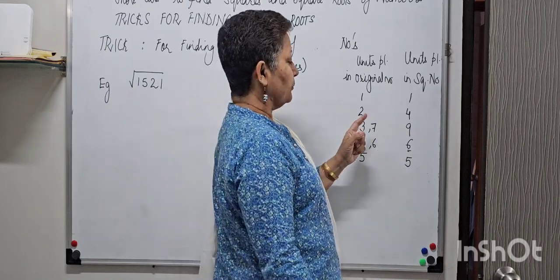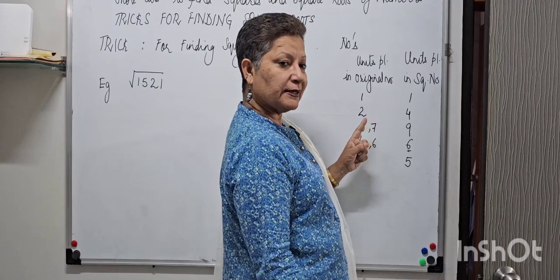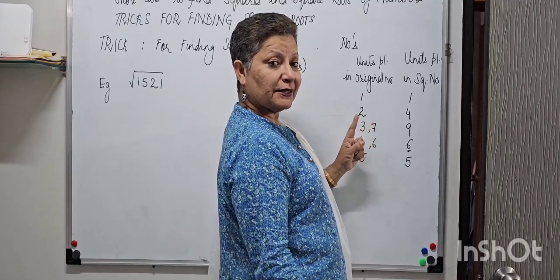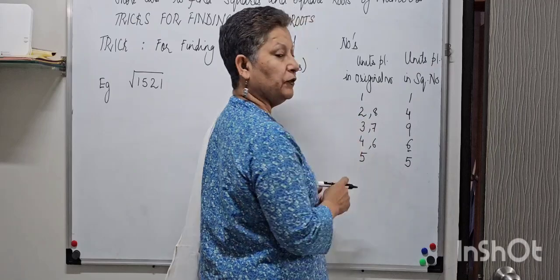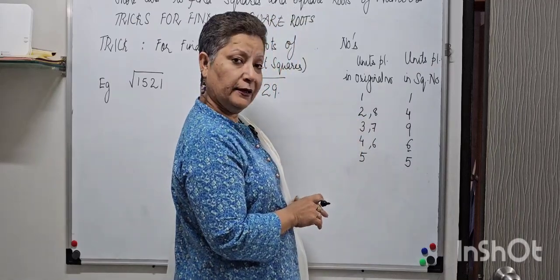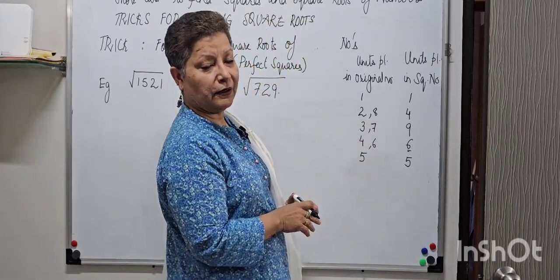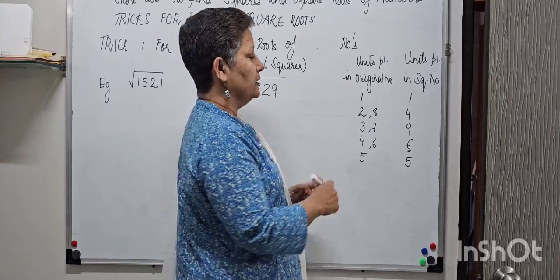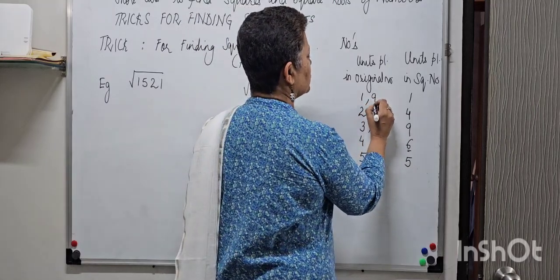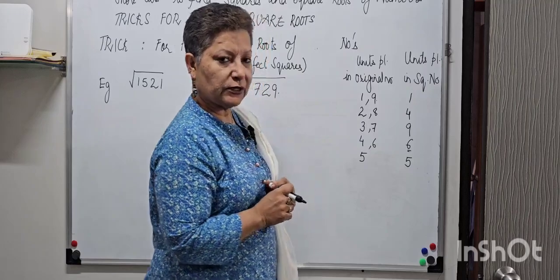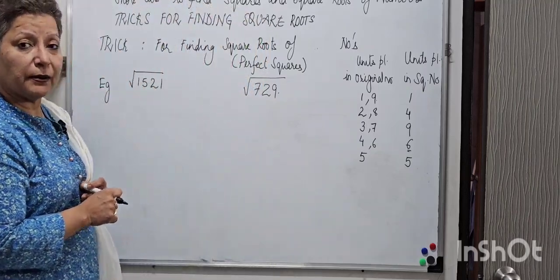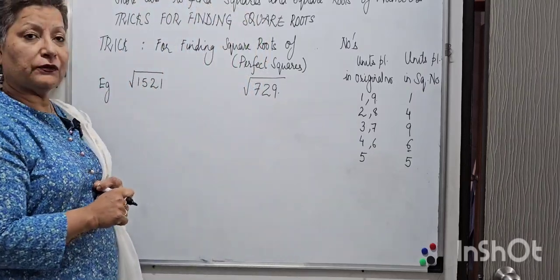Let's come to 8. 8 square 64. What is the units place digit? 4. So still you have 4 here even when you are squaring an 8. 9, what's the square of 9? 81. Unit place digit 1. So I have 9 here also, whose units place digit is going to be 1. So this knowledge I'm going to keep in mind when I am trying to find out square roots of numbers.